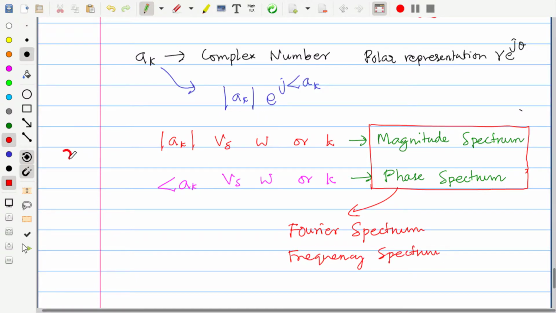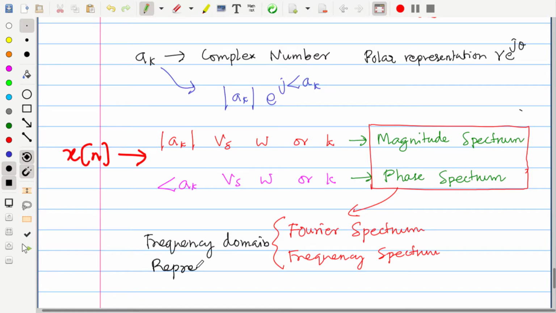The Fourier spectra is an alternative way of describing a periodic signal x of n, and that is known as a frequency domain representation of the signal. And the actual signal x of n plotted as sample values as a function of time index n is known as the time domain representation of the signal x of n. So that is the basic idea of discrete time Fourier series. I hope you got a clear idea about the DTFS synthesis equation, magnitude spectrum, phase spectrum and frequency spectrum.